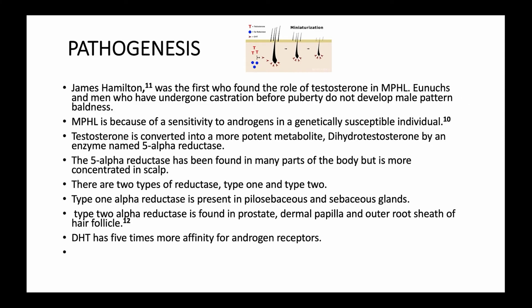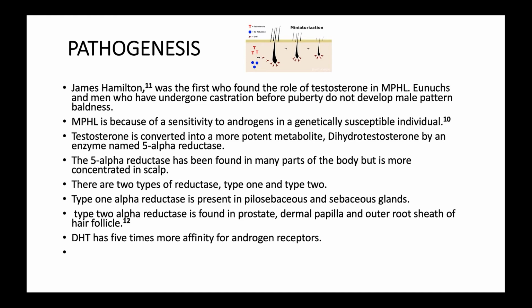Regarding pathogenesis, James Hamilton was the first to find the role of testosterone in male pattern hair loss. He noticed that eunuchs and men who underwent castration before puberty do not develop male pattern baldness. Male pattern baldness is because of sensitivity to androgen in a genetically susceptible individual. You need both: you need a lock and you need a key. Then the miniaturization process will start. It is genetic susceptibility plus androgens.